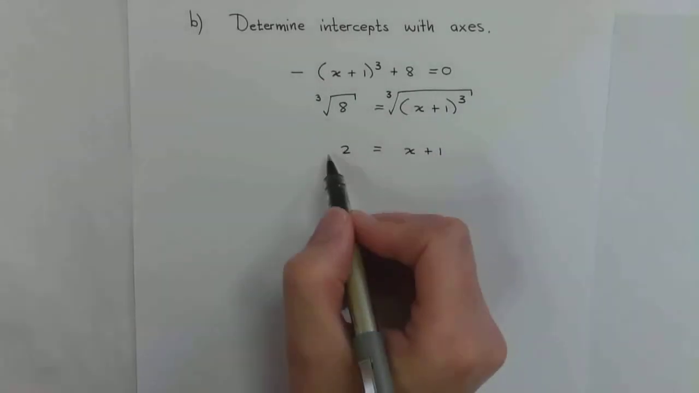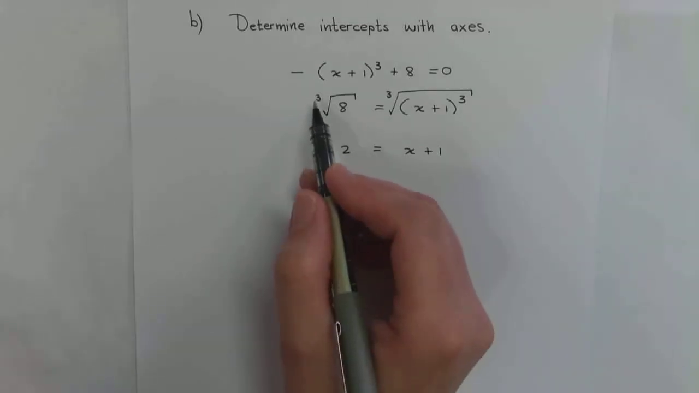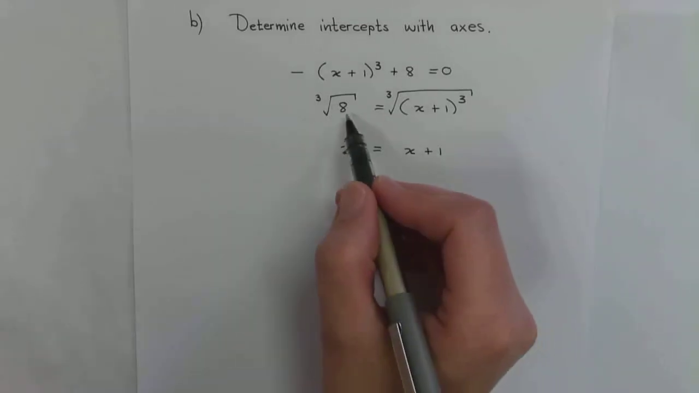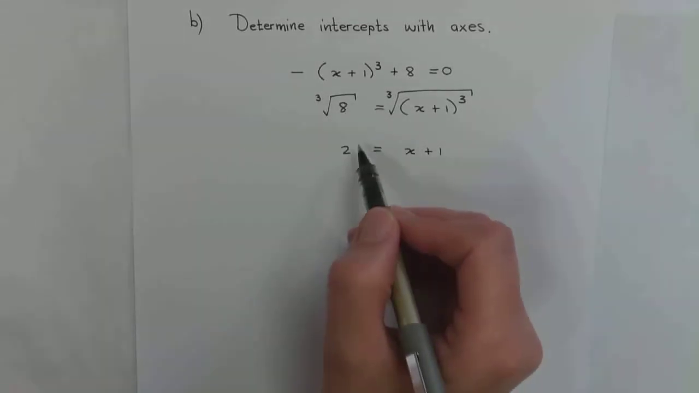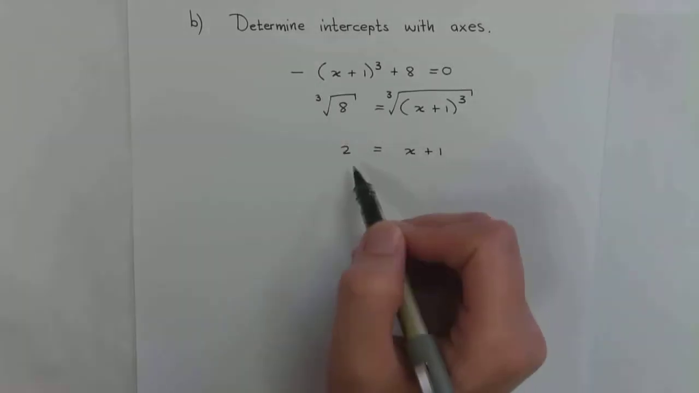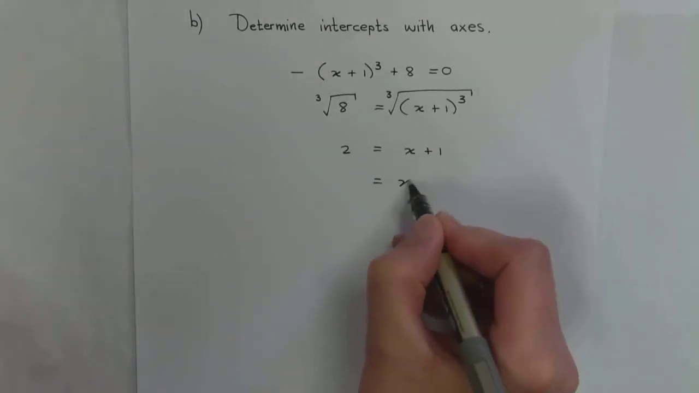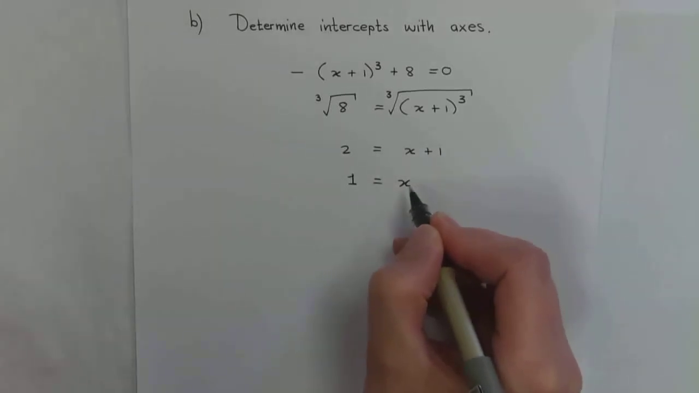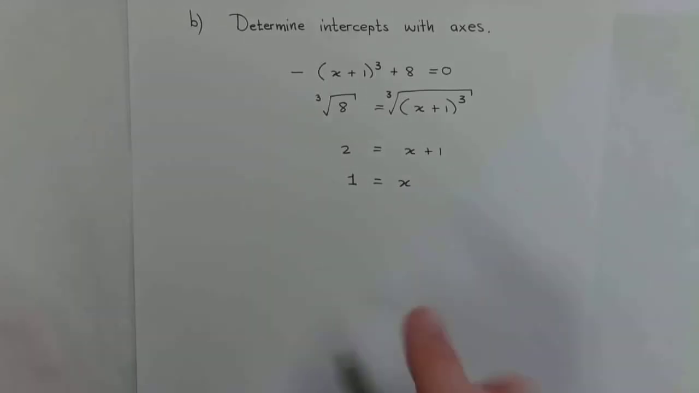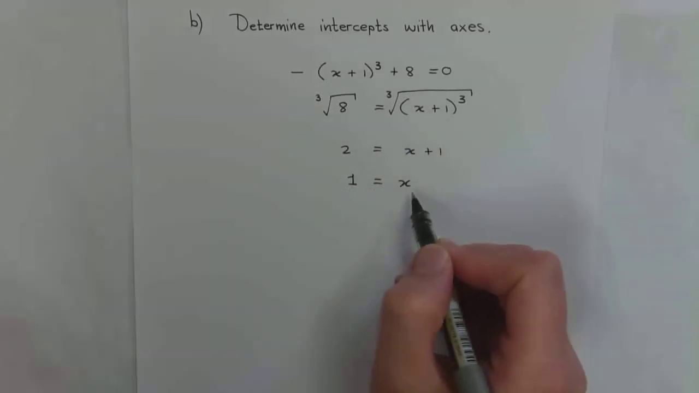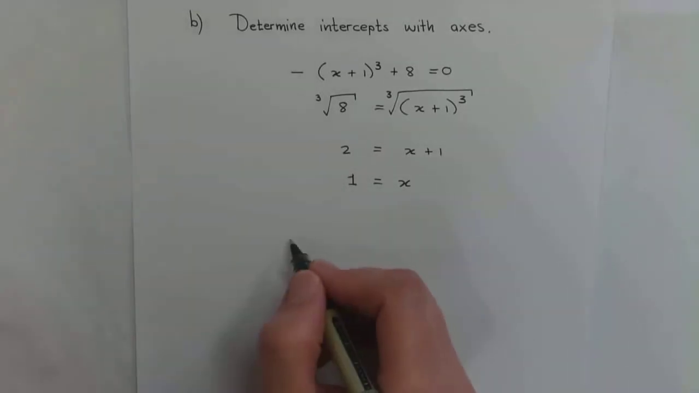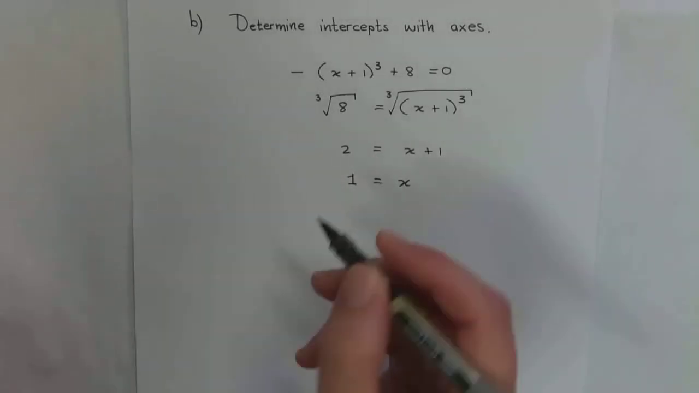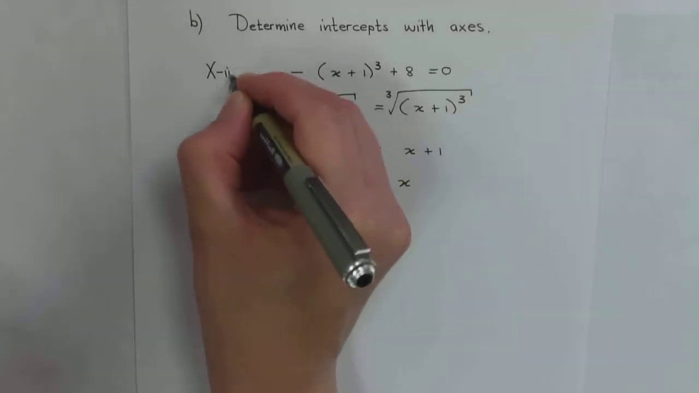Now please note, there's no plus minus there because this is a cube root. If it's a cube root, we have to remember whatever's inside: if it's positive, the answer is only positive; if it's negative, the answer is only negative. So to finish off, x is then equal to 2 minus 1, which is 1. So that is my only intercept with axes. Instead of having 3 or even 2, I now only have 1 intercept with an axis, which is also definitely possible.